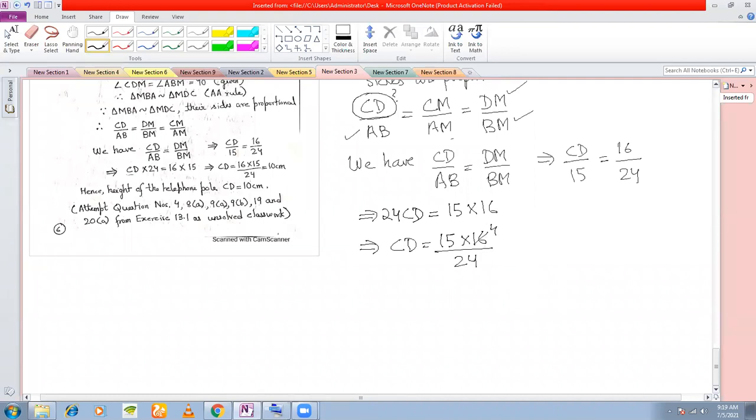I can cancel this with 4 and find out, 3 you cancel. This is 20 by 3. Or should it cancel any further? Yes. It's 10. So the length of this telephone pole is 10 meters. Is this clear? Or any question?